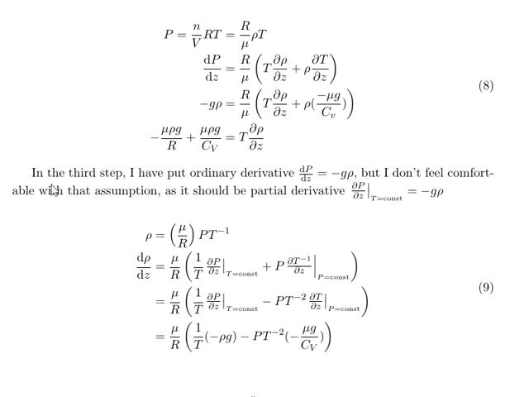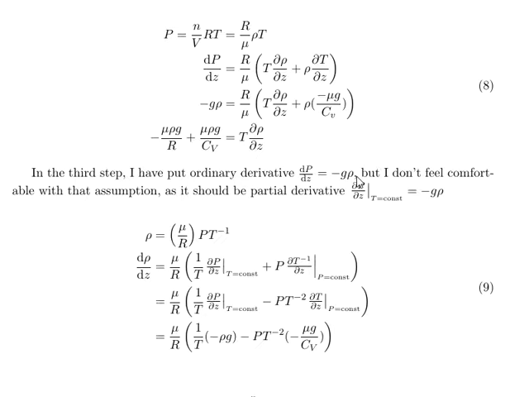Okay, I want to come back to this statement here. I said in the third step I have put ordinary derivative dp dz equals negative g rho, but I don't feel comfortable with that assumption, as it should be partial derivative del p del z, t equals constant, equals negative g rho. I think I'm going to go back on this. I think it actually should be ordinary derivative dp dz equals negative g rho.